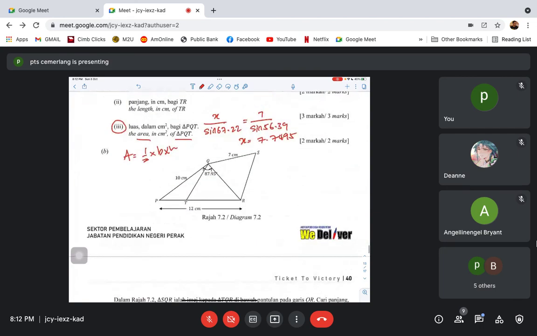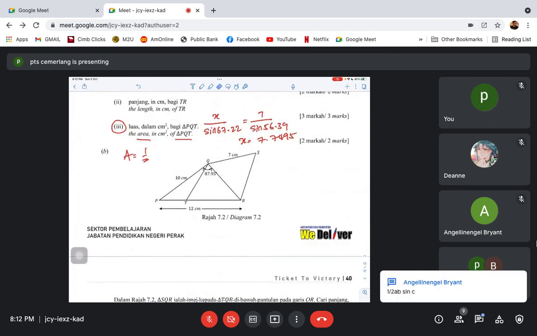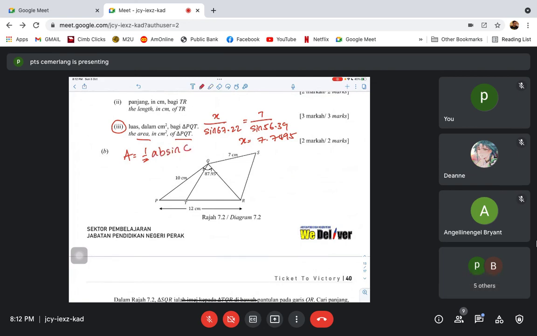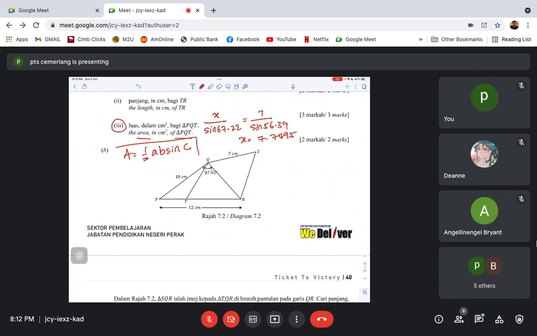Okay, so if not, what else? What is another formula? 1 over 2 AB sine C. This one is the formula that is specially for this chapter. Most likely, you won't be able to use 1 over 2 times base times height. Most likely you will see 1 over 2 AB sine C.